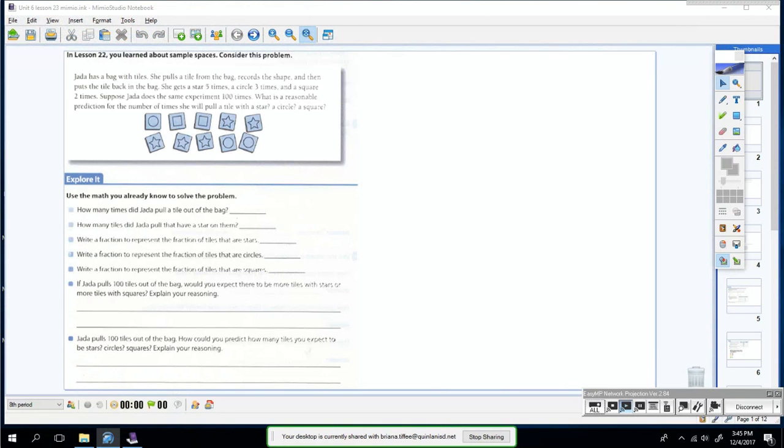So how many times did she pull a tile out of the bag? Well, she pulled 1, 2, 3, 4, 5, 6, 7, 8, 9, 10. She pulled 10 tiles. Out of those 10 tiles, 5 of them had a star on them. So it has a 5 out of 10 chance of getting a star, or 1/2.